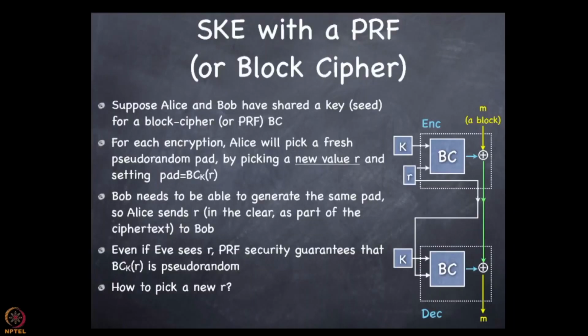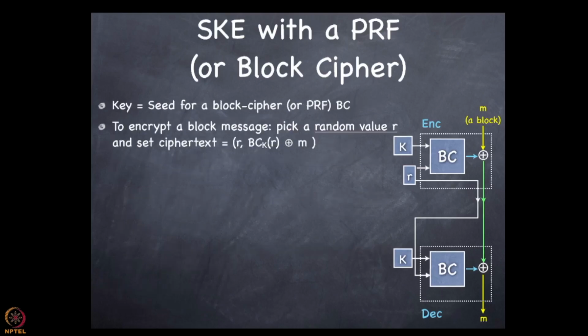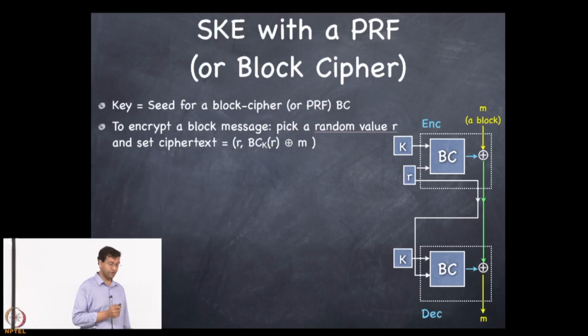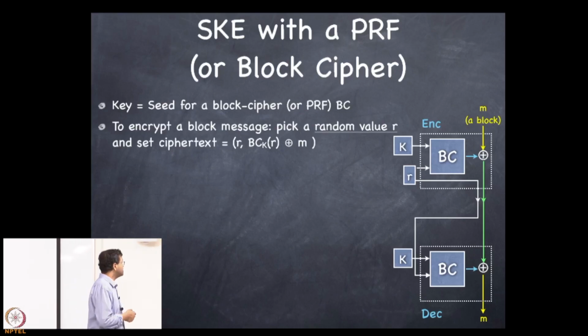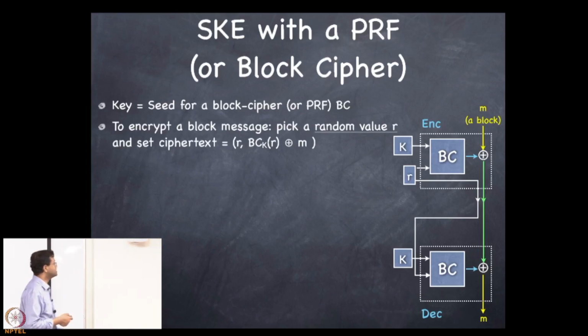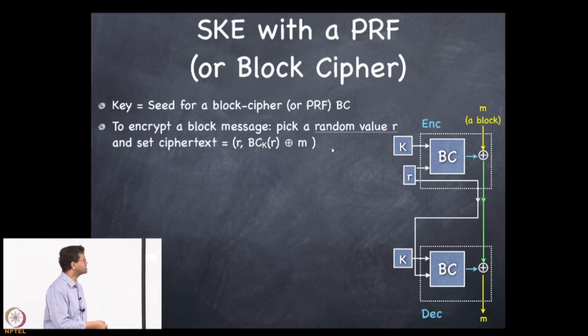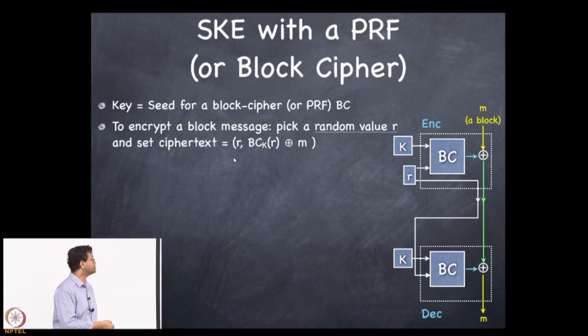Random R is not needed at this point, but it would work. Okay, so that's what we are going to do for this. So far, just encrypting a single block of message. This key is a seed. The ciphertext looks like this: you pick a random value R, and you set the ciphertext to be this.